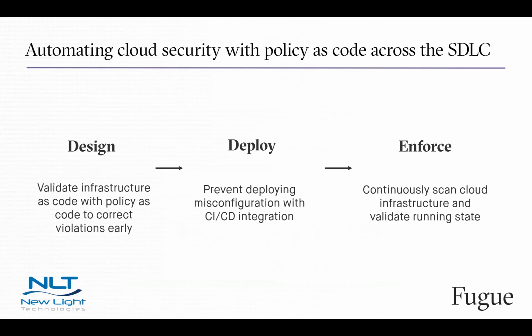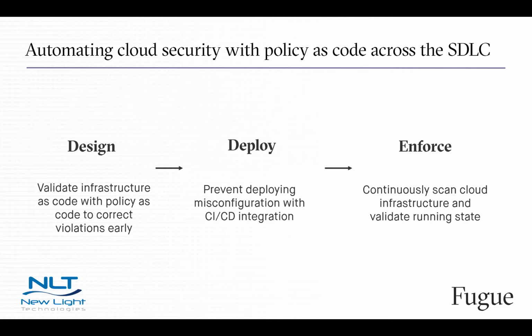So you can do this all the way across the SDLC. You should do this all the way across the SDLC. If you don't, you're either going to be spending money or being less secure in ways that you don't want to. So the design phase, and that's really what we're going to focus on today, you can validate infrastructure as code, like Terraform, with policy as code to correct the violations early. And that's what New Light are going to do this really cool demo of, and I'm going to talk to as well. But then you also want to maintain that policy as code throughout the deployment process into production so that you can enforce it.